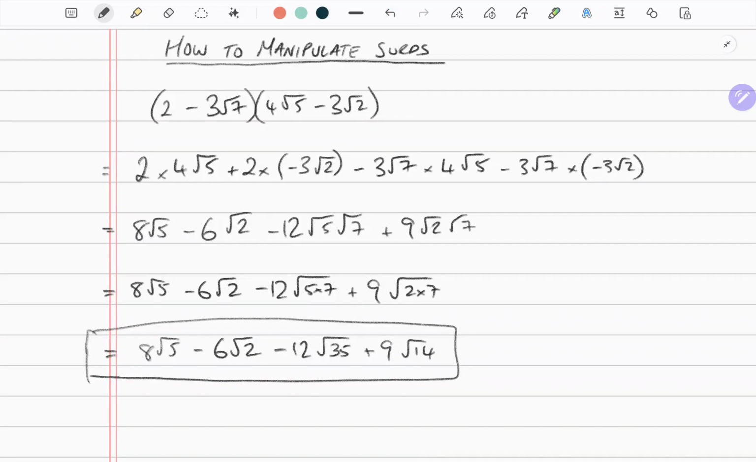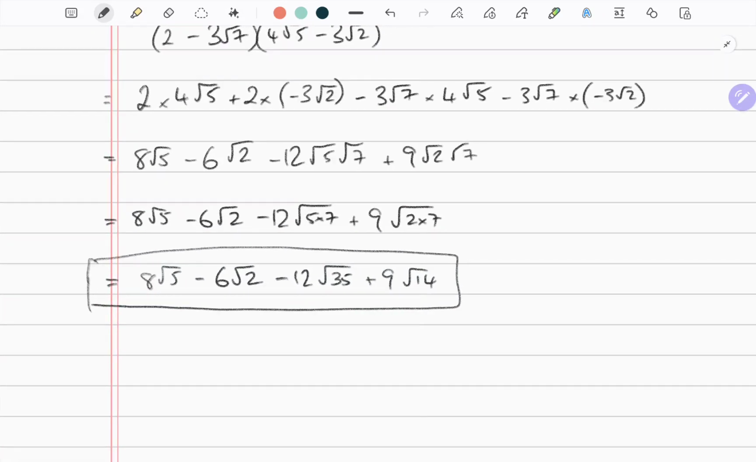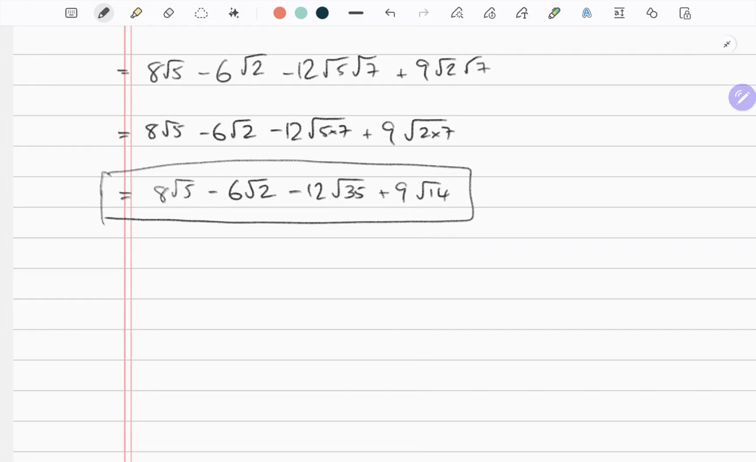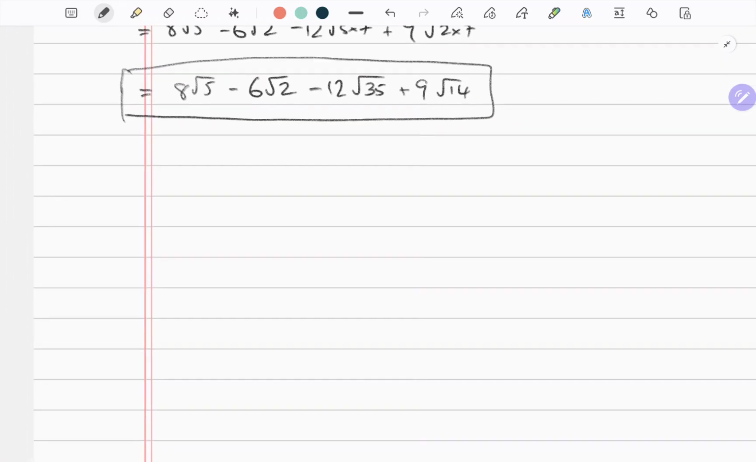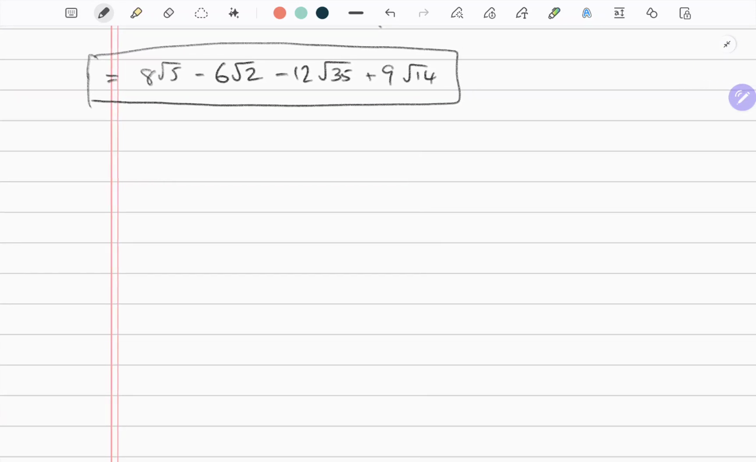Sorry, a bit of a dodgy box. That's as simple as it gets, and all of those square roots are surds. They can't be multiplied into a whole number, nor can they be simplified further by having any square roots in them. So that's what we're left with. Let's try another example. Okay, so another one with brackets.